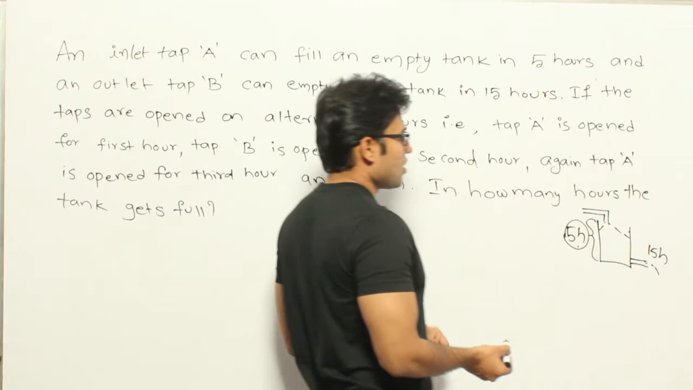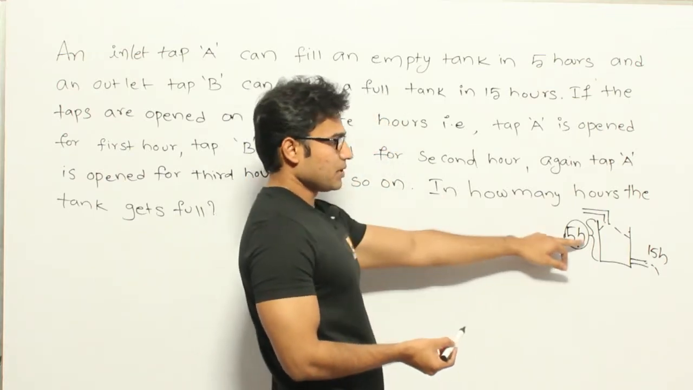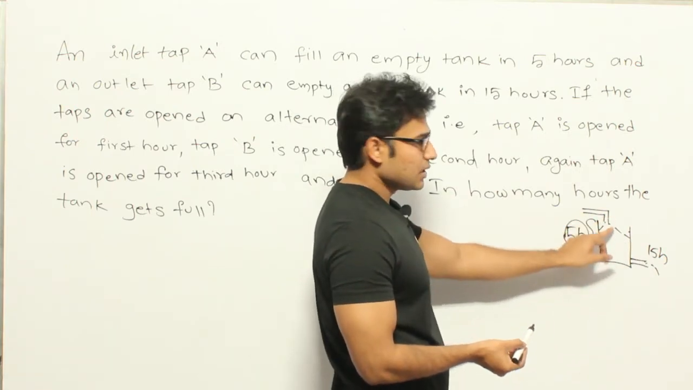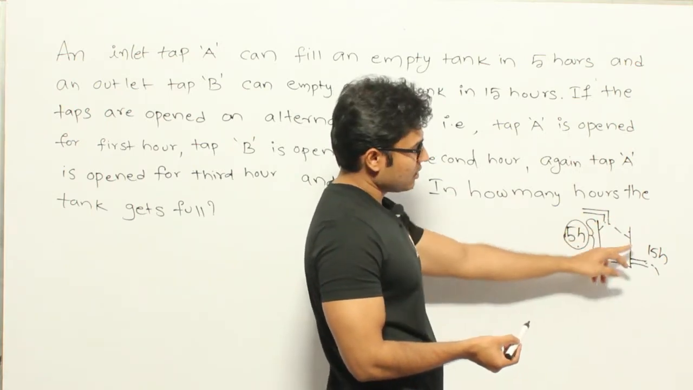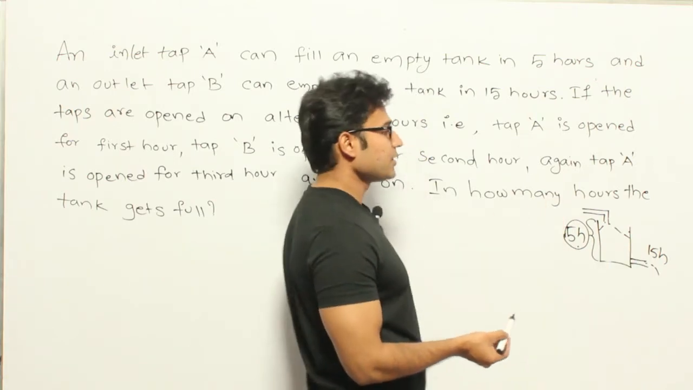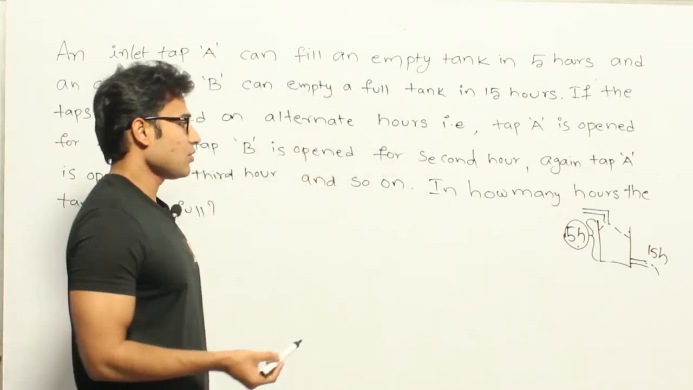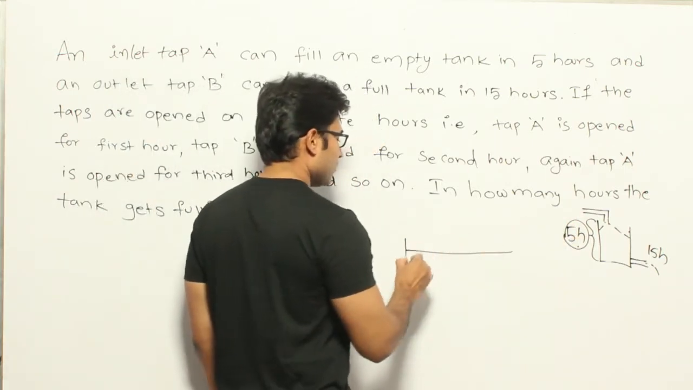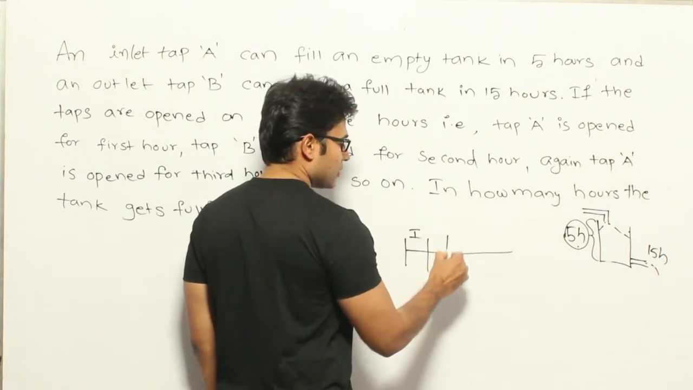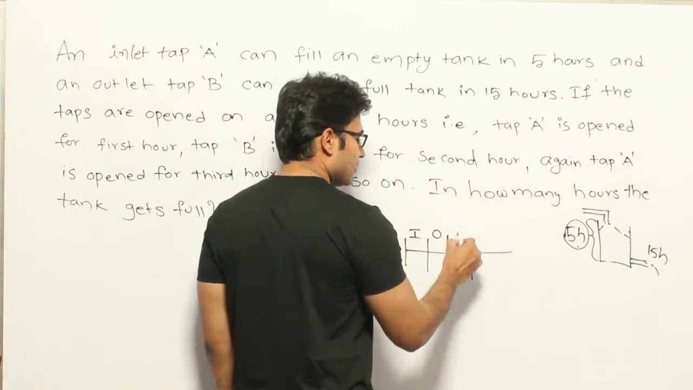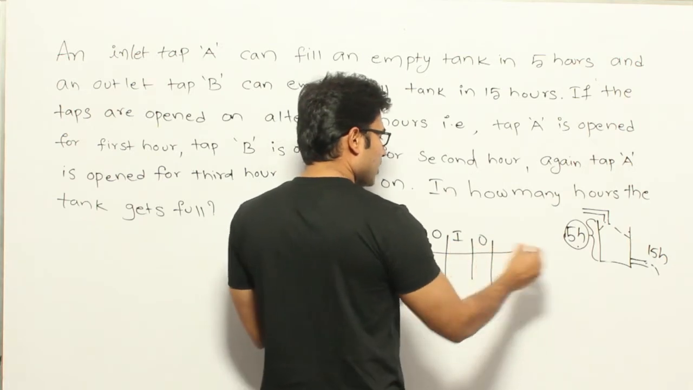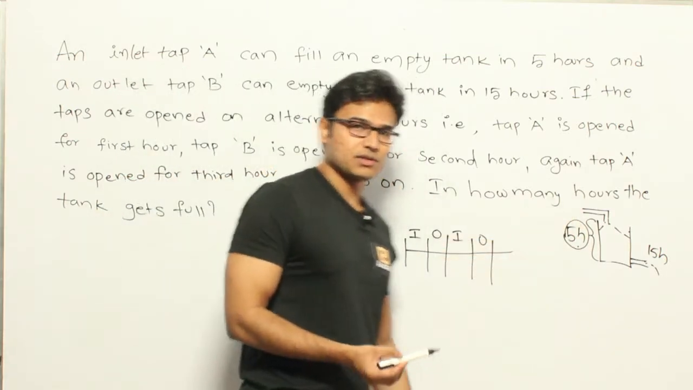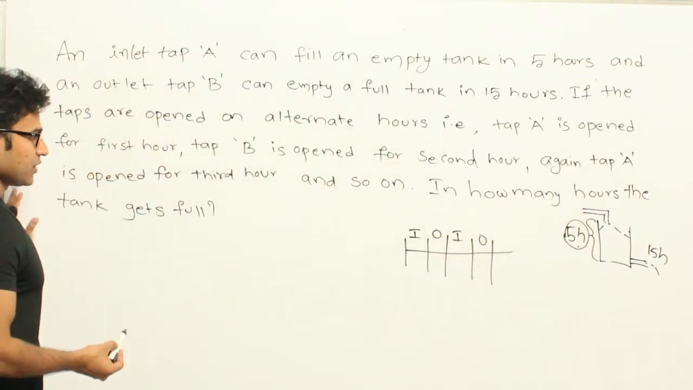Now they are saying that for the first hour we are going to open this, for the second hour we are going to open this, which means for the first hour only the inlet is operating and in the second hour only the outlet is operating. Like that, if we alternate, what is the total time required to fill the tank? Inlet, outlet, again inlet, again outlet. That's the question. How to solve it is again the same way.